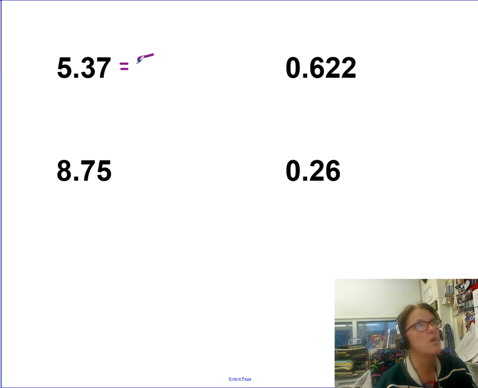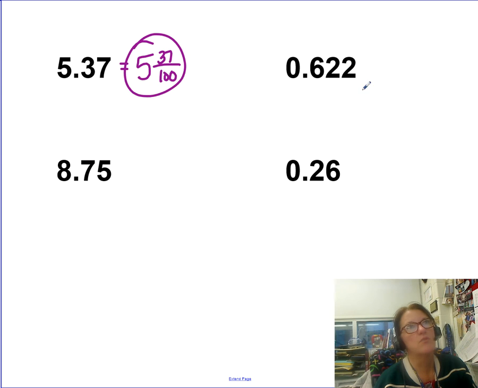Next. Okay, let's go to town. 5.37. No, 5 and 37 hundredths. Look at this. Can you simplify it? A 2, a 5. Nope, you're done. 0.622. Really, that is 622 tenths, hundredths, thousandths. Let's start chipping away at this.